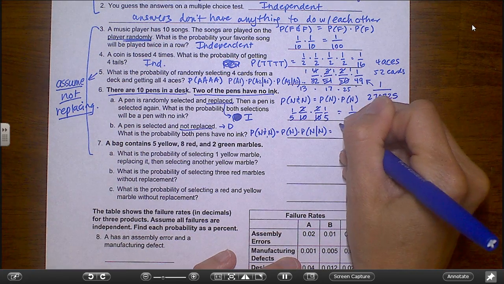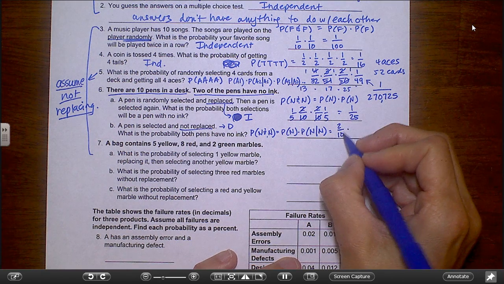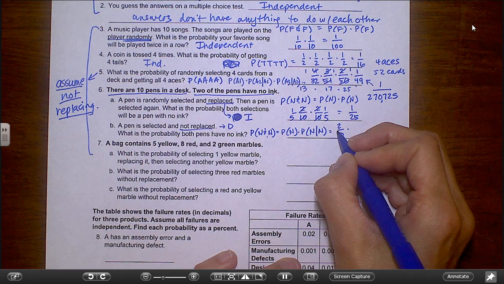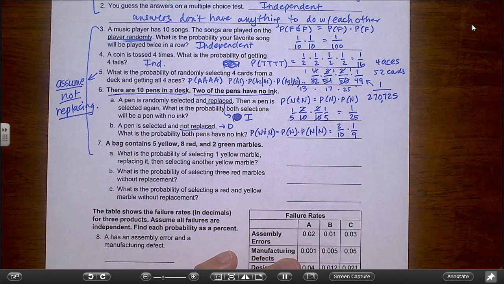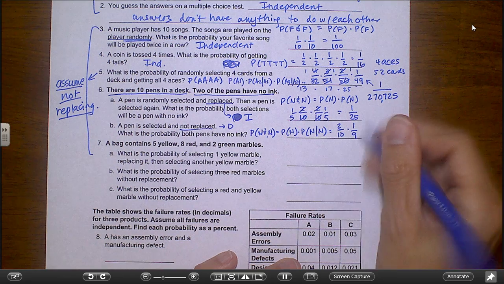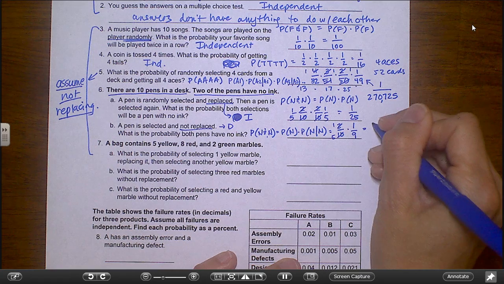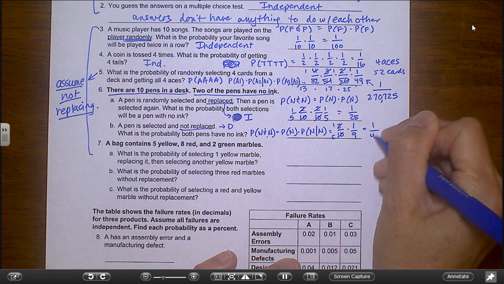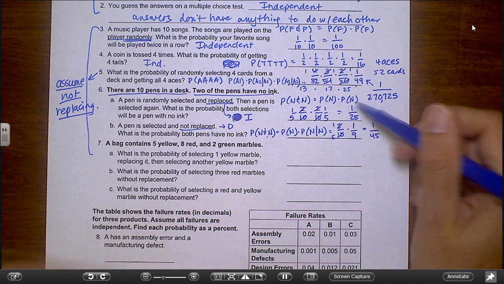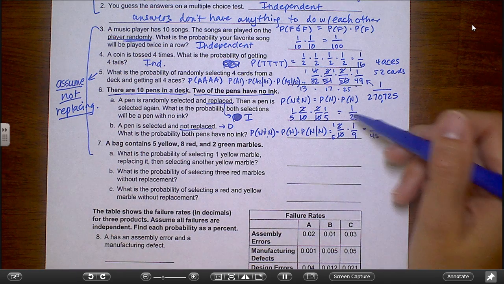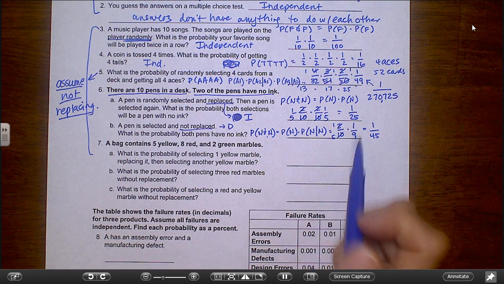So probability of no ink the first time is 2 over 10. Now I have gotten one of my no ink pens. I did not put it back. So I only have 1 left out of 9 total pens, right? So I can reduce here. 1 times 1 is 1, 5 times 9 is 45. So you have a greater chance of pulling it twice if you put it back. You have a smaller chance of doing it if you don't put it back.